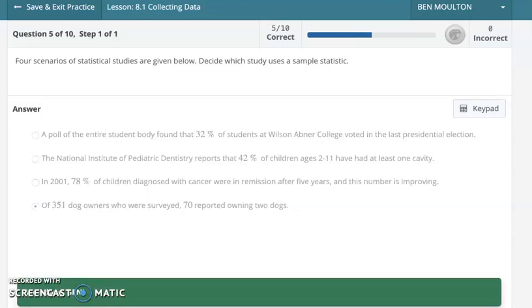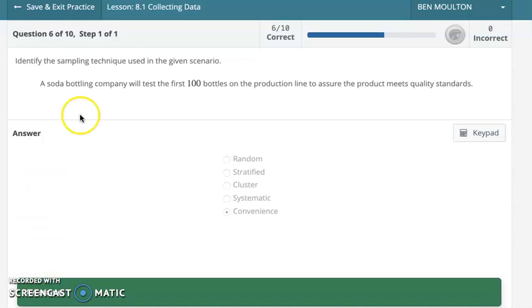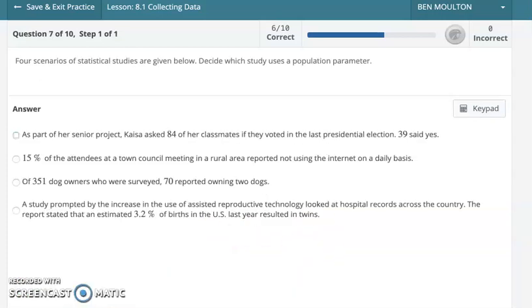And it is. This next guy I got right away. Soda Bottling Company will test the first 100 bottles on the production line to assure that it meets quality standards. So they tested the first 100 bottles. That right there is convenience, because they're like, yeah, I don't want to be here all day. I don't want to sit there and randomize this. Let's just take the first 100 bottles and call it good and go out and eat dinner or something. So yeah, it's convenience. At this point, you should be starting to see some of these examples come up to play again.